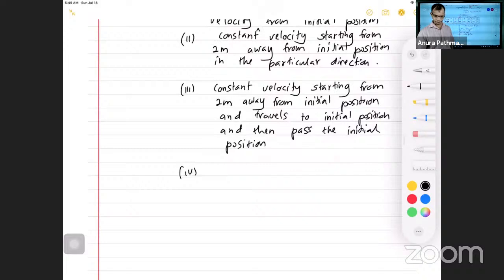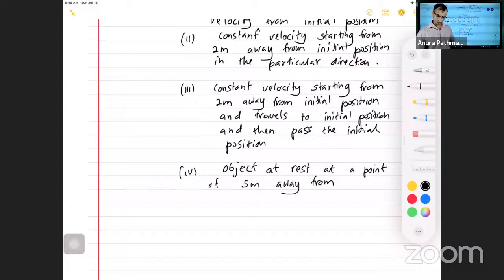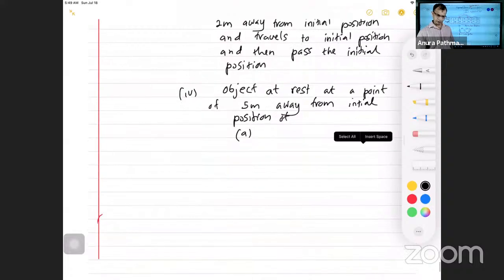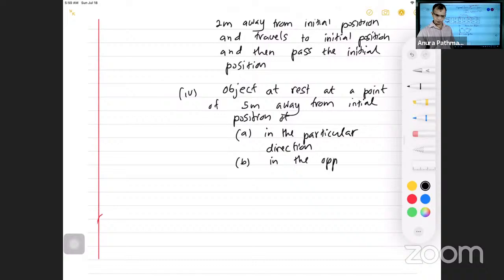Fourth one. Object at rest at a point 5 meters away from the initial position, A, in the particular direction, B, in the opposite direction.